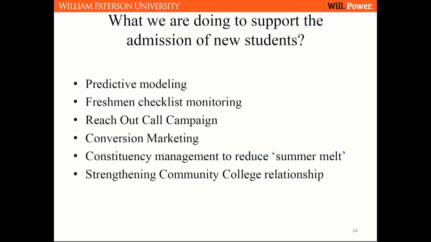Strengthening the community college relationship is another area that will be ramping up a little differently starting in the fall. We will have advisors placed at the community colleges, working with the admissions folks to help onboard transfer students, to hopefully help them avoid what is sometimes seen as a very circuitous route to getting registered for classes in the fall or spring here at the university.